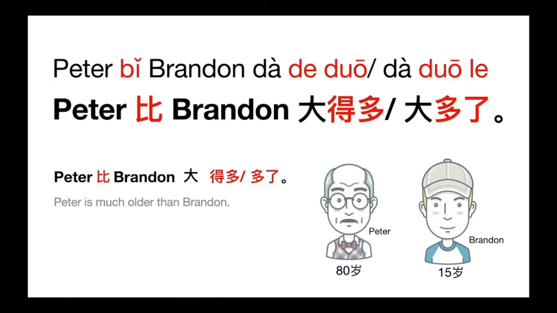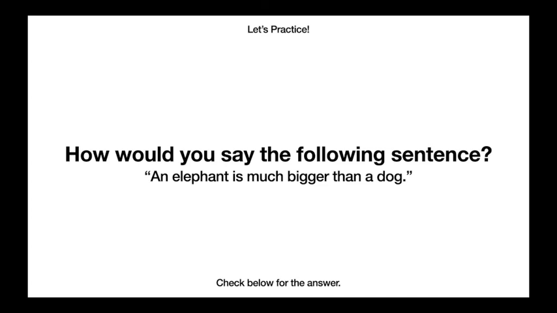Now, how about we do a practice? How would you say the following sentence? An elephant is much bigger than a dog. You can find the answer in the description section below.